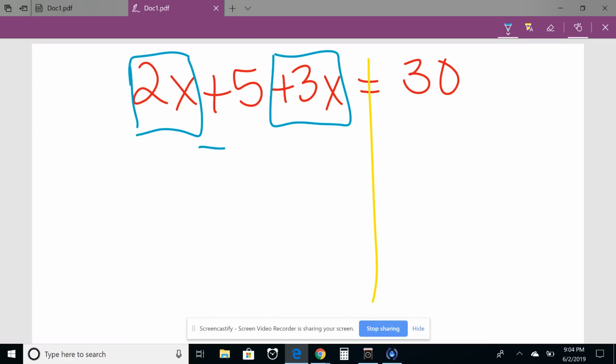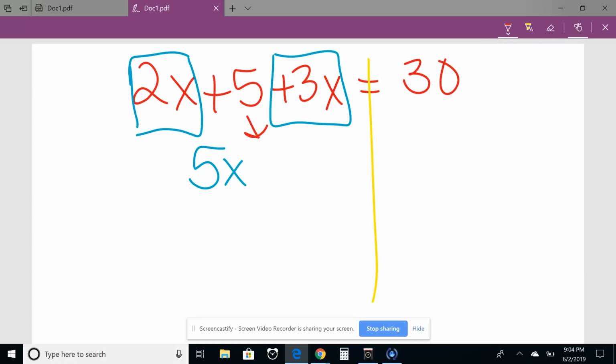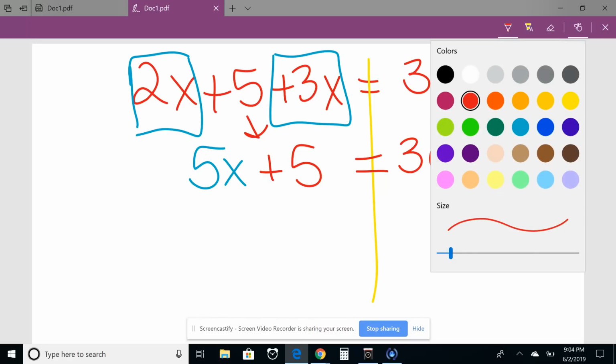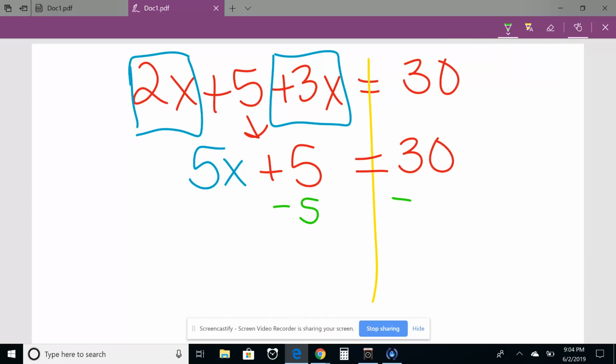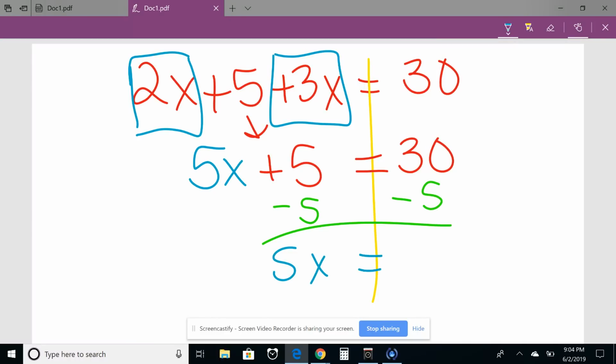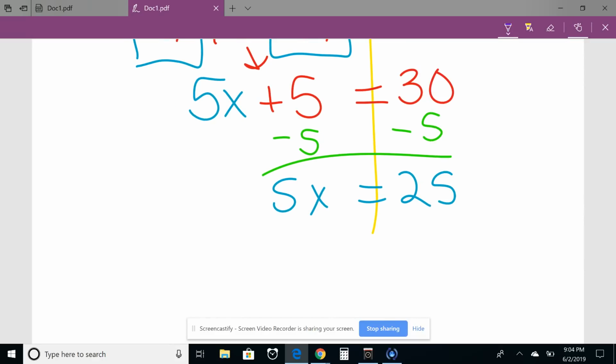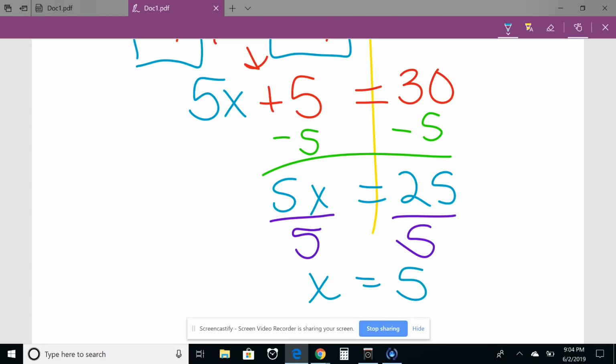So 2x plus 3x is 5x. Then I'm going to bring the other 5 down. There's no other like terms with that one. And we get 5x plus 5 is 30. Subtract 5 from both sides. And we get 5x is 25. Divide both sides by 5. And you get x is 5.